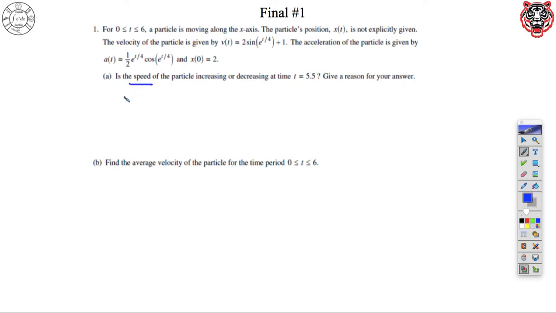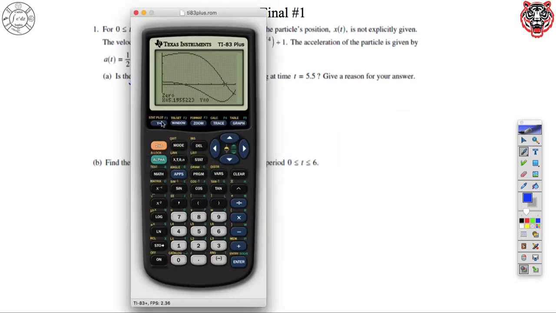Whenever we're dealing with speed, you need to answer two questions. What is the velocity and what is the acceleration? If they are both the same, then the speed is increasing. If they're a mismatch, one's positive and one's negative, then the speed is decreasing. So we need to use our calculators to find this. So let's pull up our calculators.